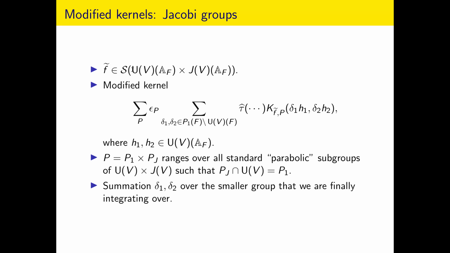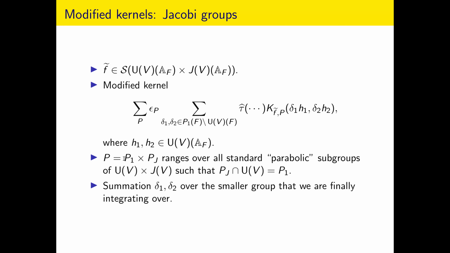Now we have the modified kernel on the unitary group and the Jacobi group. It's a test function there. So we again do some modified kernel. It's again the alternating sum of some constant terms. And here we need to pick carefully the parabolic subgroups.